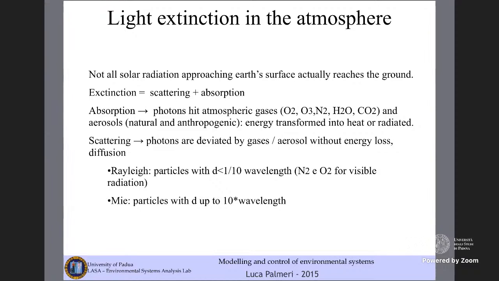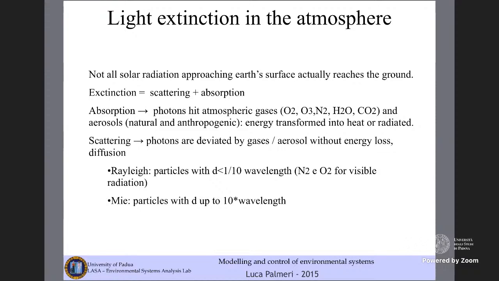The second light extinction phenomenon is that of scattering. Scattering is photons that are deviated by gases or aerosol without energy loss, or diffusion. So absorption is an inelastic collision, while scattering refers to elastic collisions in which the energy is conserved.